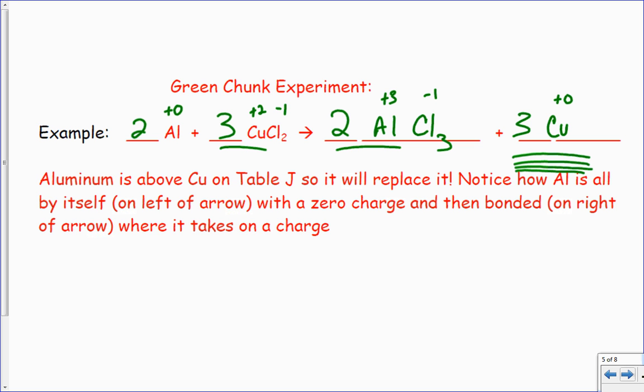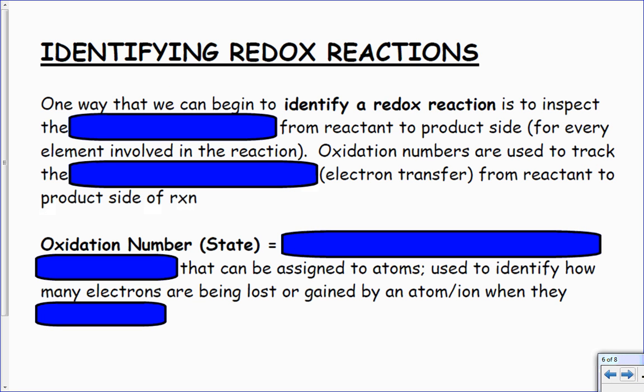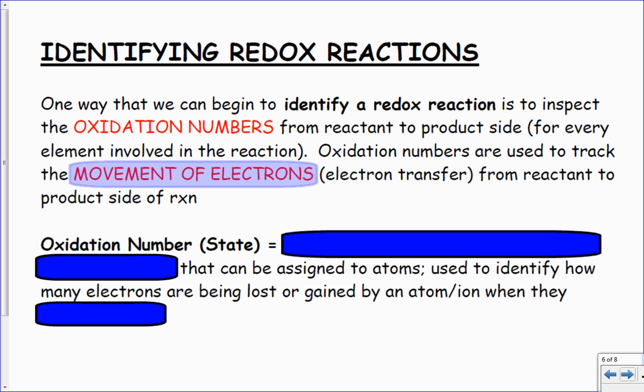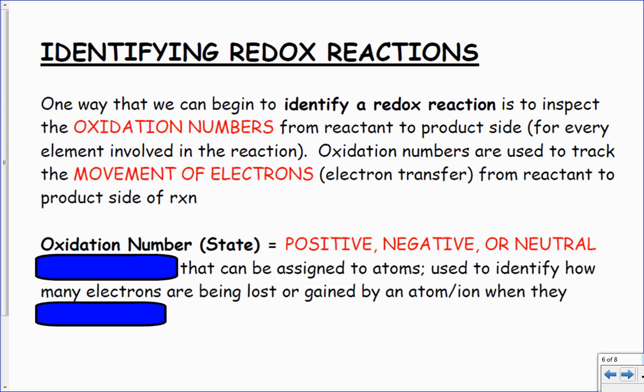Okay, so we just assigned some oxidation numbers real quick. Now we need to be able to identify oxidation and reduction. So the one way we can begin to identify them is these oxidation numbers, and we're going to go over the rules of how we assign them. And I believe that's actually next video. Oxidation numbers are used to track the movement of these electrons, who's gaining, who's losing. I need to be able to know, right? The oxidation number states, right, I can have positive, I can have negative, and nothing is neutral.